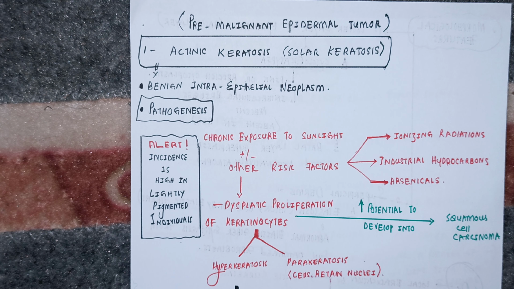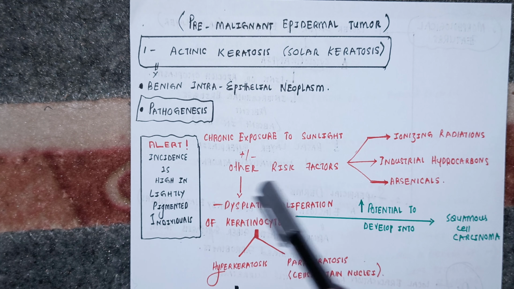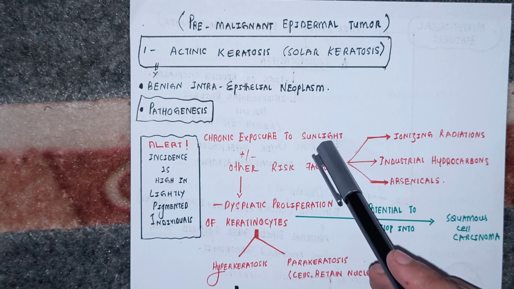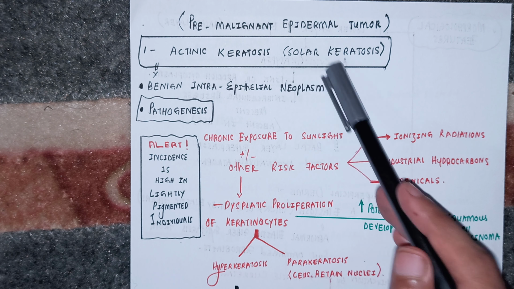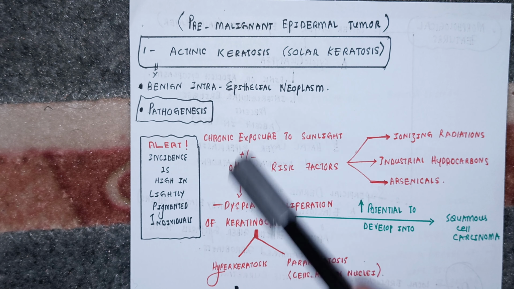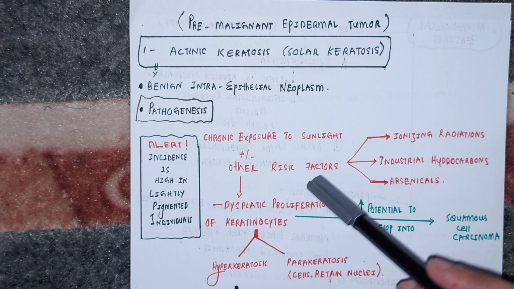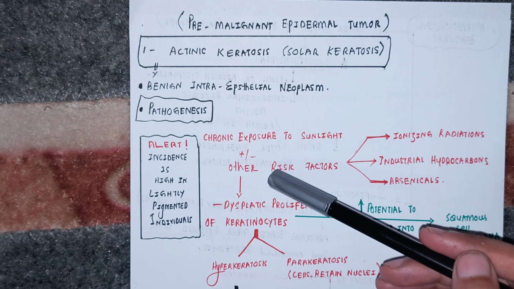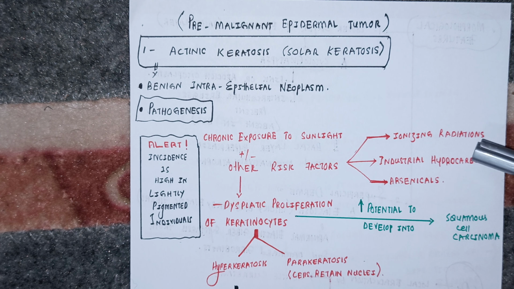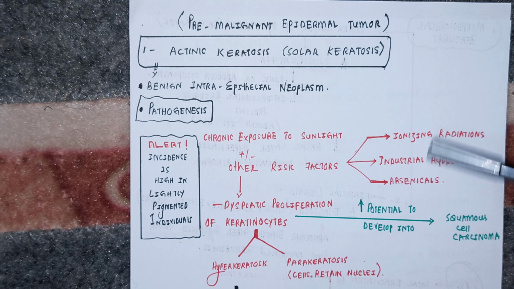If we talk about the pathogenesis of this actinic keratosis, then you will have a better understanding. It is due to chronic exposure to sunlight, or some other factors, but the main thing is chronic exposure to sunlight, and that's the reason we call it solar keratosis as well, because its main risk factor is chronic exposure to sunlight. Some other risk factors may or may not be there, but if they are there, then they do participate, like ionizing radiations, industrial hydrocarbons, and exposure to arsenicals.